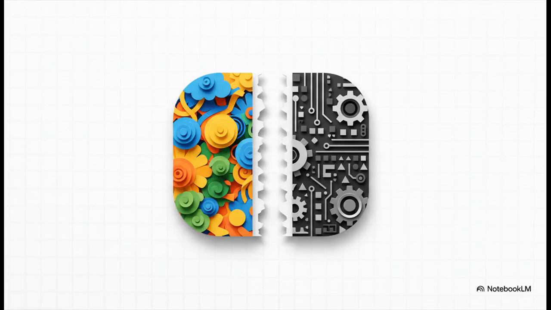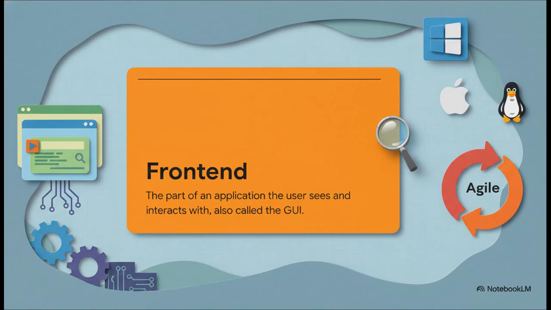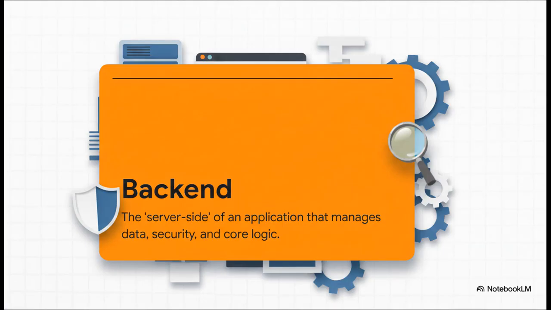Okay, so how is this stuff actually structured? Well, there are always two sides to the story. You've got the front end, which is everything you see, and then you have the powerful, invisible back end. So the front end is all about that visual experience, the buttons you click, the menus you see. And the back end? That's the engine room. It handles all the data, security, and heavy lifting behind the scenes.